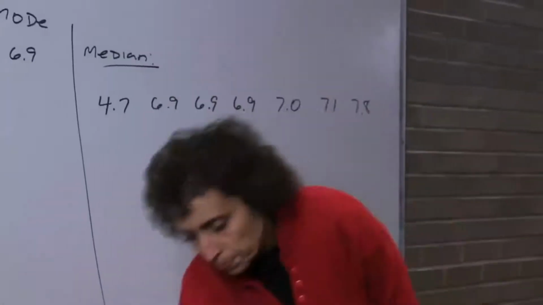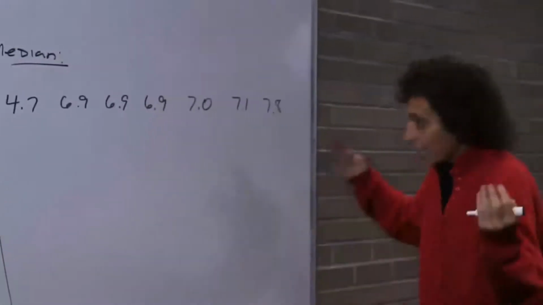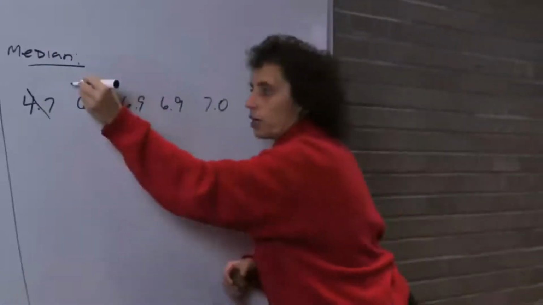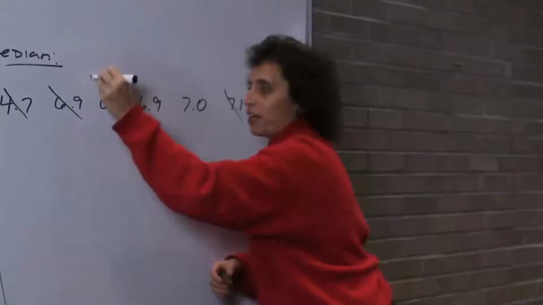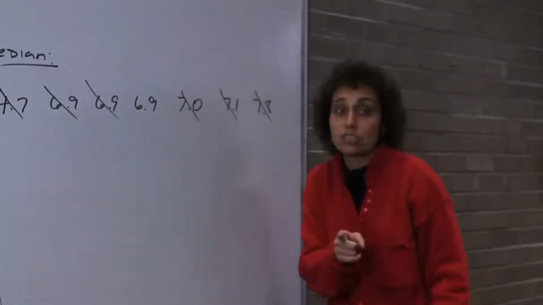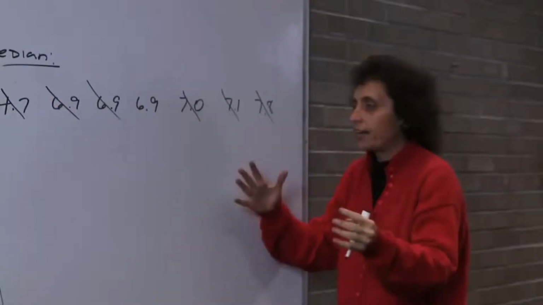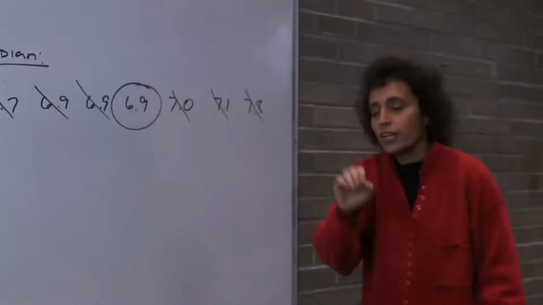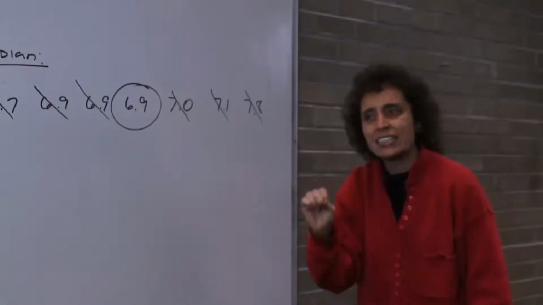Okay, here's how this works. Okay, just get to the center. So I'll cross one out here, cross one out here, cross one out here, cross one out here, cross one out here, cross one out here. Of course, if you had a large set of data, we'll teach you how to do that in statistics. We're not going to have a large set of data here. And the middle number is 6.9, or 6 9/10.